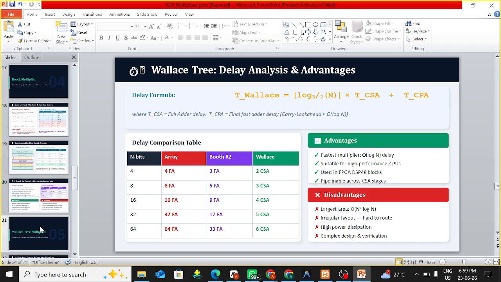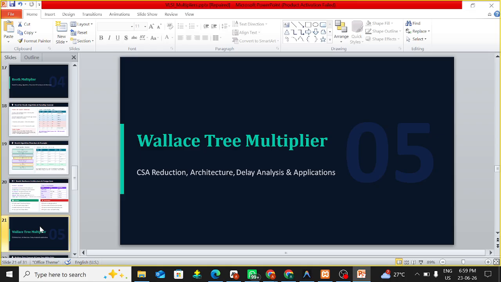Just take a 4 by 4 multiplication, which means A is 4 bits and B is also 4 bits. To generate partial products, you first multiply B0 with every element of A, then B1 with every element of A, B2 with every element of A, and B3 with every element of A. This is how you generate partial products. Then you get 4 partial products, just like in simple multiplication.